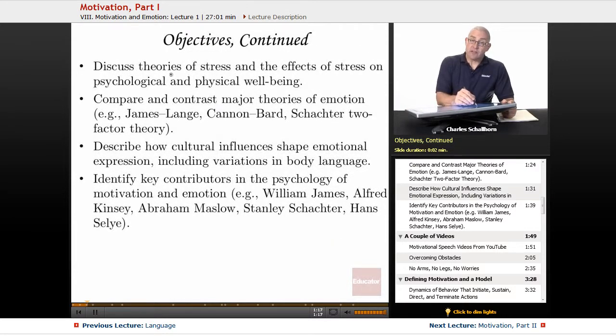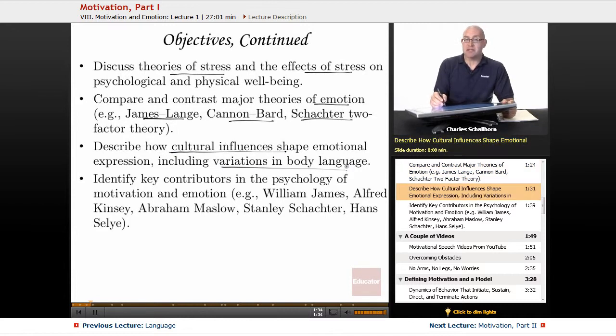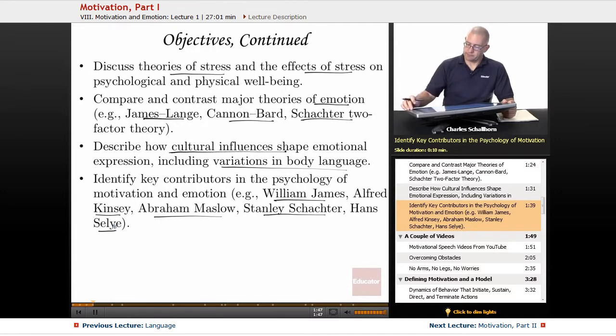Continuing on, we're going to be looking at the theories of stress and the effects of stress on psychological and physical well-being. We're going to look at the theories of emotion, specifically James-Lange, Cannon-Bard, and the Schachter two-factor theory. Looking at how cultural influences shape emotional expression, including variations in body language, one of my personal favorites. And the key people we're going to be looking for in this unit are William James, Alfred Kinsey, Abraham Maslow, Stanley Schachter, and Hans Selye.